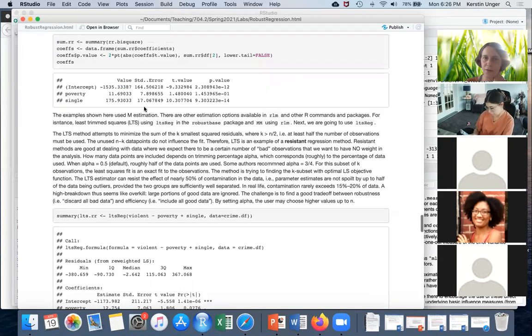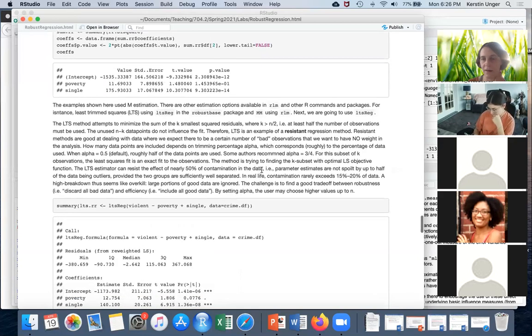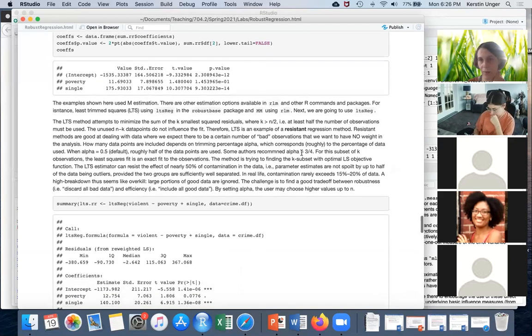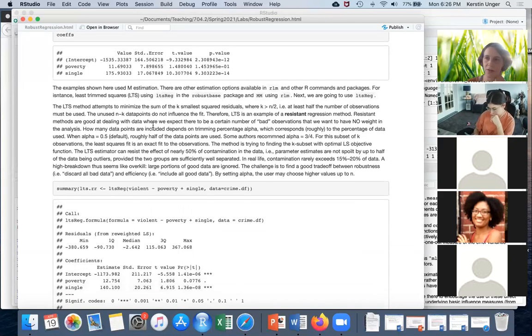So these two first examples used M estimation, where you're basically assigning each case a new weight. And then there are other estimation options available in RLM, and there are also other R commands for robust regression. One that was also in the slides is something called resistant regression, because it does not assign a lower weight to these cases that have large residuals.